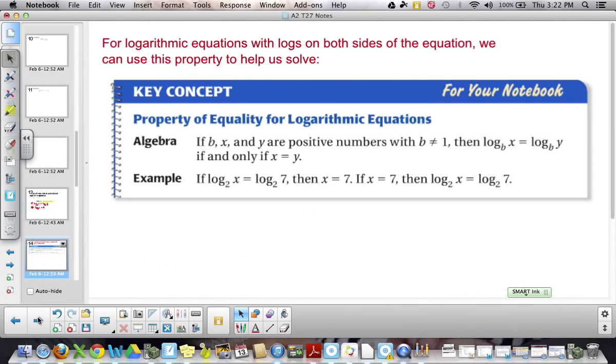So in that first type of equation, where we have a log on both sides, we're going to use this property of equality for logarithmic equations, which says that if we have log base b of x equal to log base b of y, then x is equal to y. So basically what we can do is just drop the log base b, and you just have x equal to y.